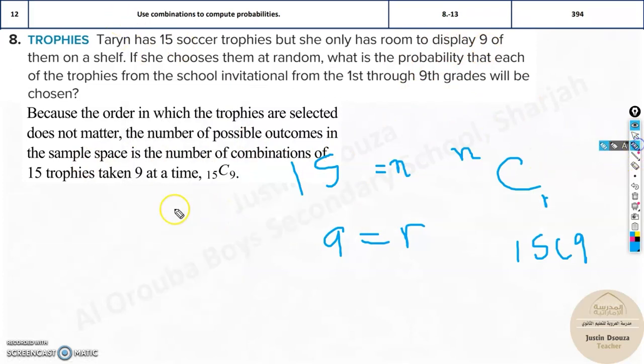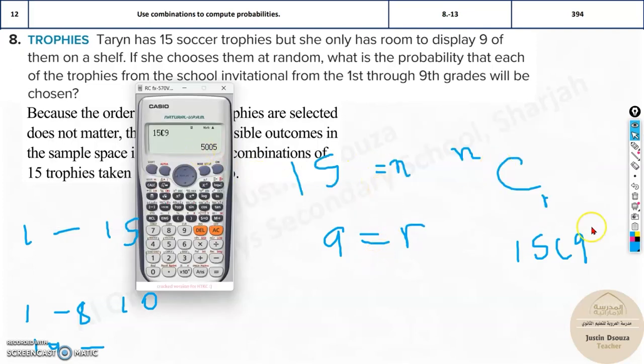So what it means is there are 15, 1 to 15, right? Any 9 can be selected. There's no order in consideration. So 1 to 9 can be selected, or 1 to 8 and then the 10th one can be selected, in different ways. Basically, out of 15, you have to select 9 at random. How many ways can you make different selections of 9? Over here we got 5,005 ways.